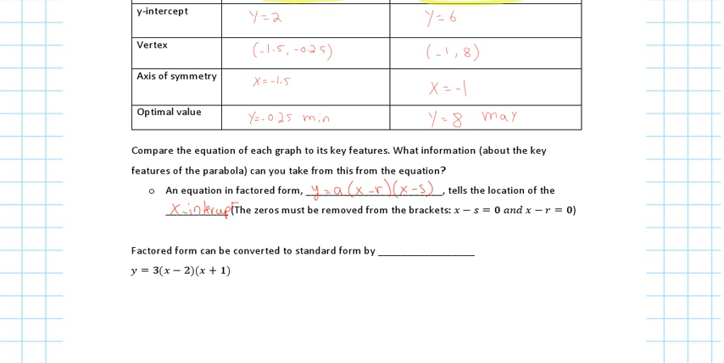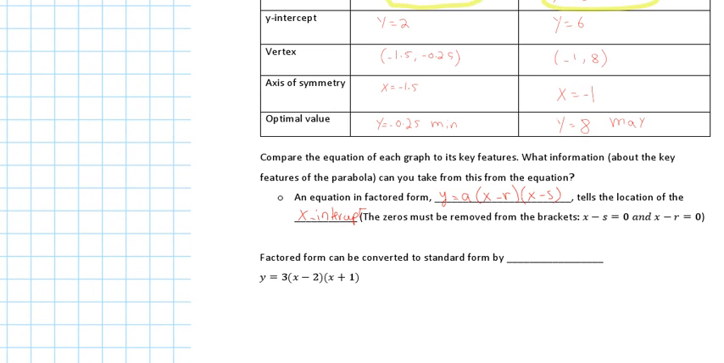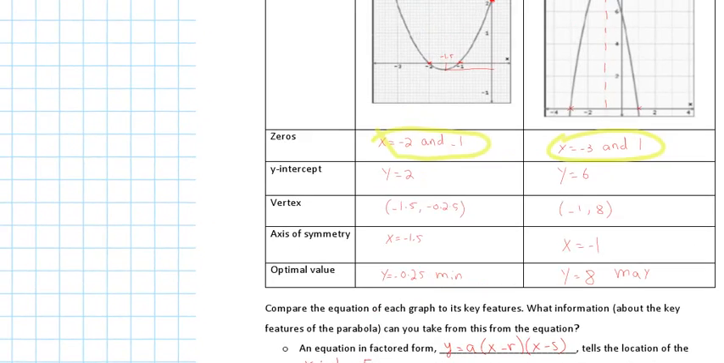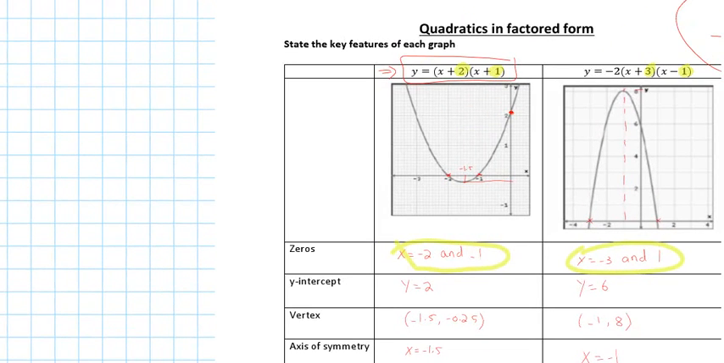In order for me to find the zeros, I have to set each bracket equal to 0 and solve. So, eyes on me for a second, please. Look at this. I'm going to take your second equation right there: y equals -2, x plus 3, x minus 1, right?